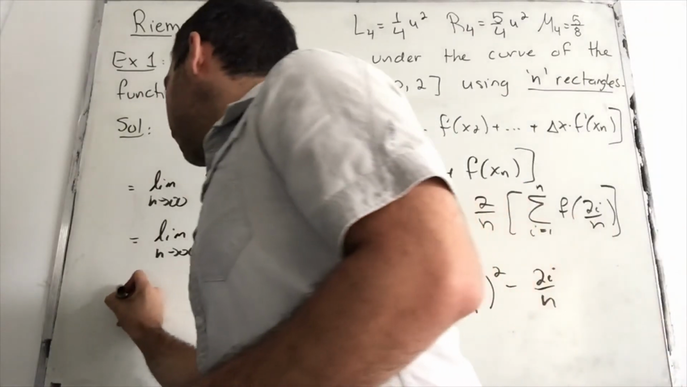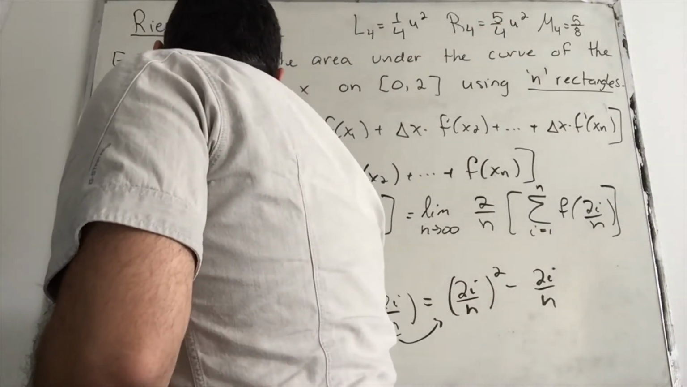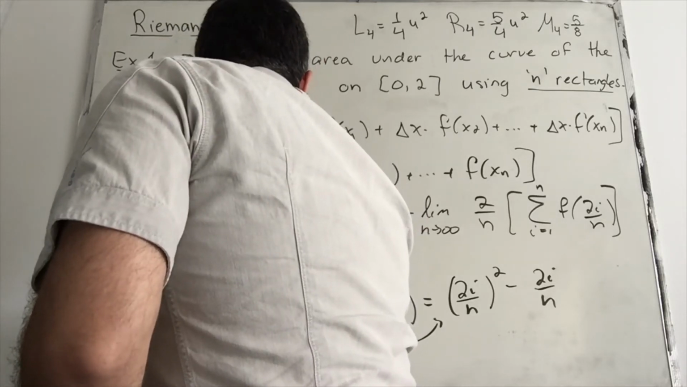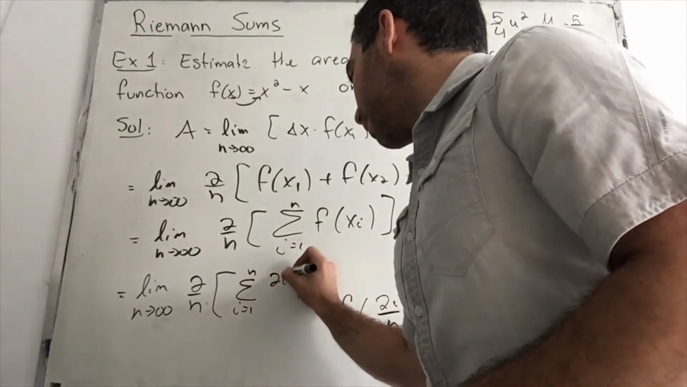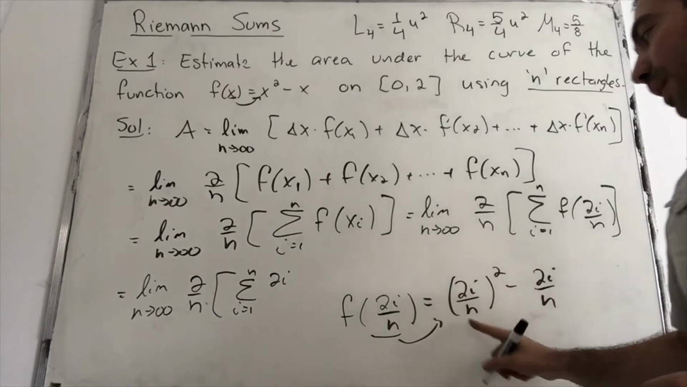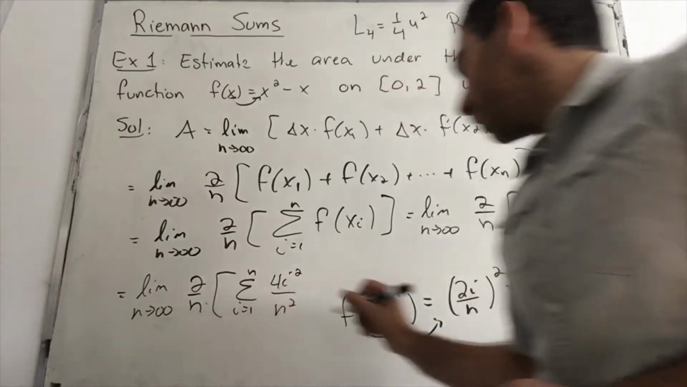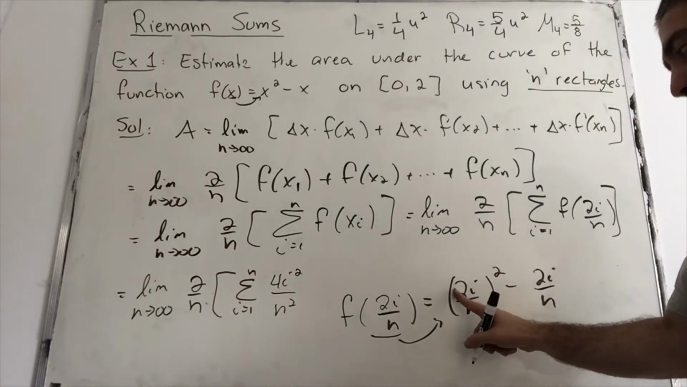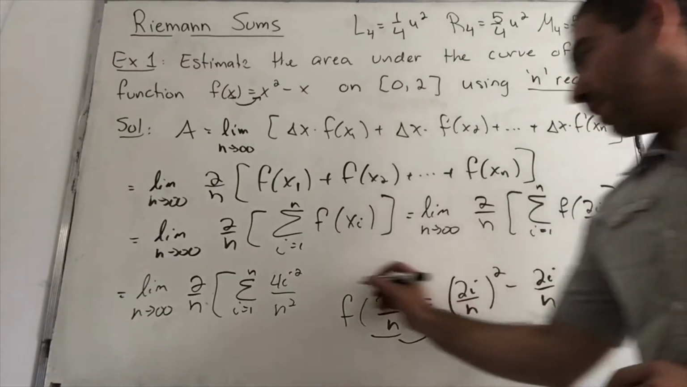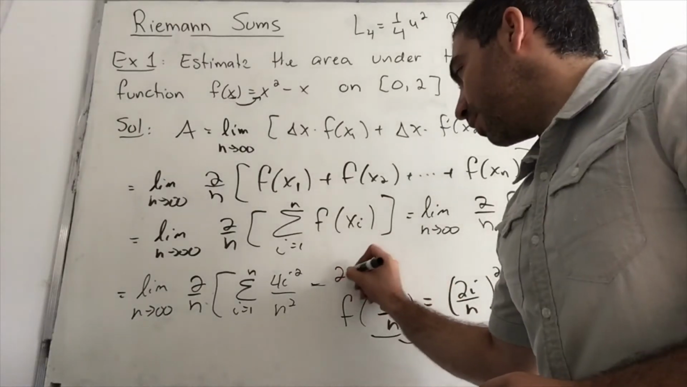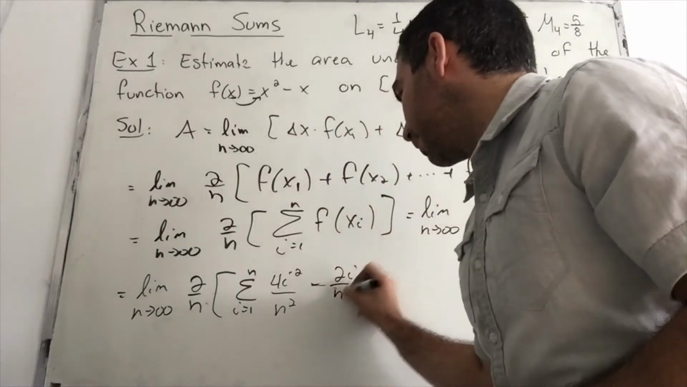So let's go ahead and write that. That gives us the limit as n goes to infinity of 2 over n times the summation from 1 to n of this thing over here. So 2i over n squared, let me simplify this. It's really just 4i squared over n squared, right? The 2 gets distributed to each term. So 2 to the power of 2 is 4, i to the power of 2, i squared, n to the power of 2, n squared. So this piece is done, minus 2i over n.